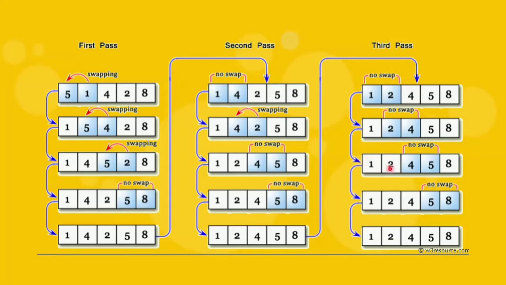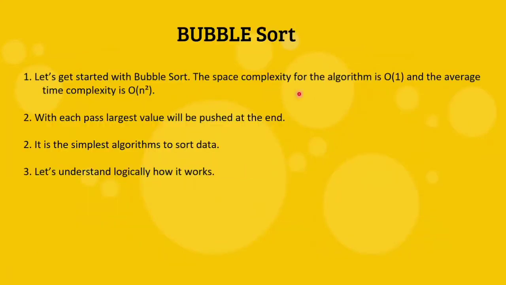In this way bubble sort works. We always compare two consecutive values. If they are not in the correct order, we will swap them. If they are in the correct order, we will leave them as they are. Here the space complexity is O of 1 as we are working on the original array itself, but the time complexity is O of n square. With each pass, the largest value will be pushed to the end. And this is the simplest algorithm to sort the data.